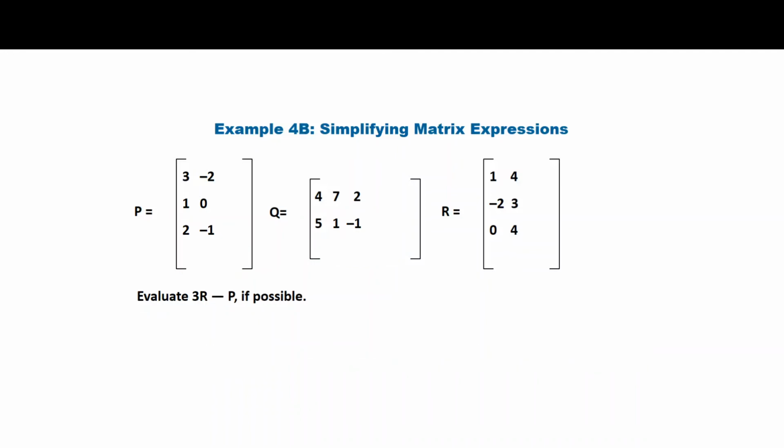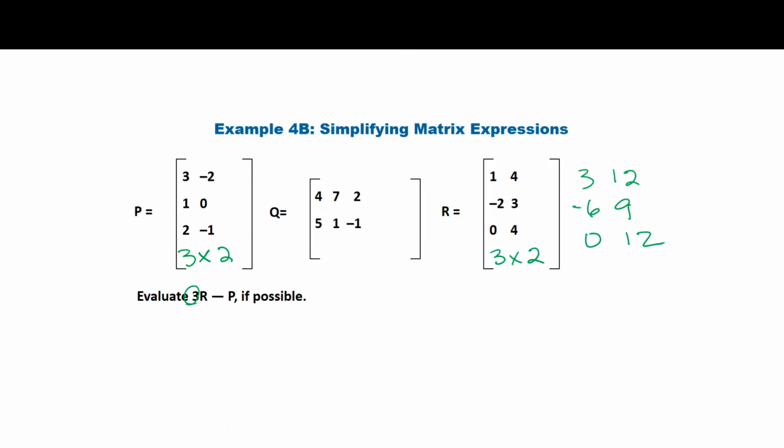All right. So, but now sadly we have to do one. This one says evaluate 3R minus P. So again, let's just go ahead and check. R has 3 rows and 2 columns, and P has 3 rows and 2 columns. So they're the exact dimensions, so we get to do that. So the first thing we're going to do is take R and multiply everything in R times 3. So 1 times 3 is 3, 4 times 3 is 12, negative 2 times 3 is negative 6, 3 times 3 is 9, 0, and 12. So that's what our new matrix is going to be.